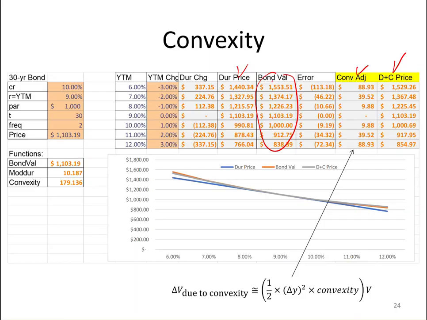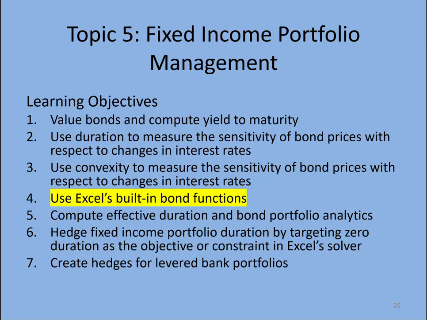Minus duration times change in yield plus 1/2 change in yield squared times convexity. So that's the real advantage. And it's also just a nice shorthand to know which of these bonds is more sensitive or riskier than this other bond. Well, what are their durations and convexities? So that gives you an idea of why I actually use duration and convexity in the real world. In the next topic, we'll use Excel's built-in functions.